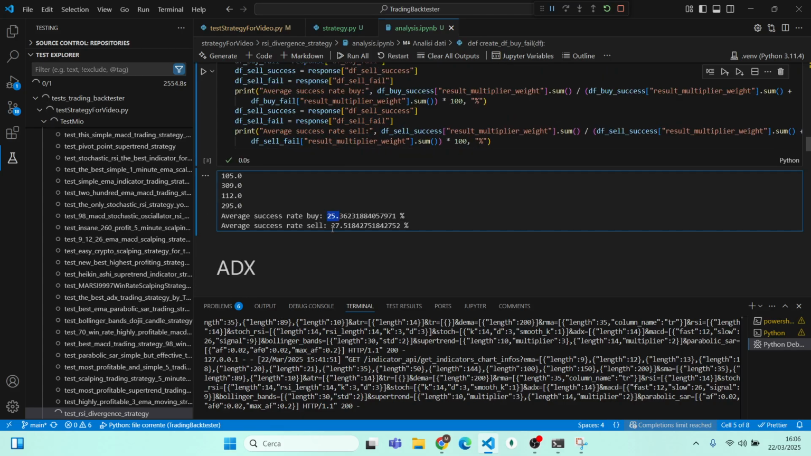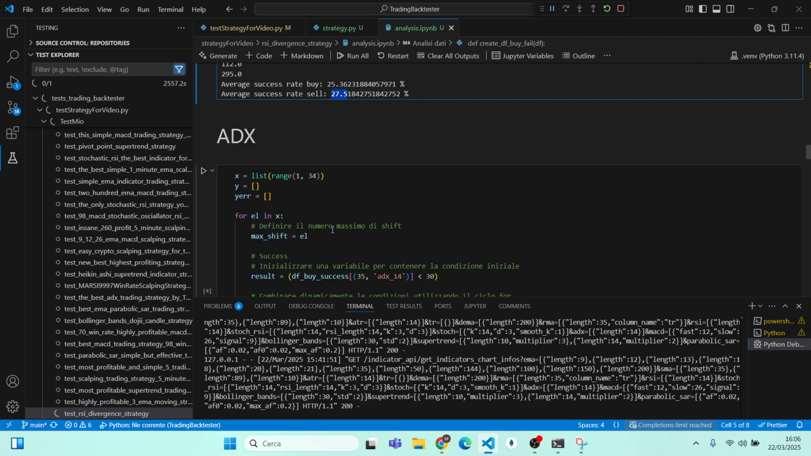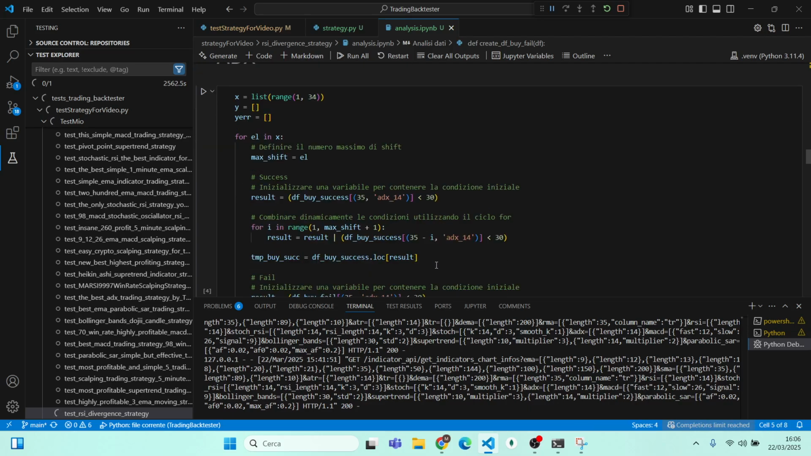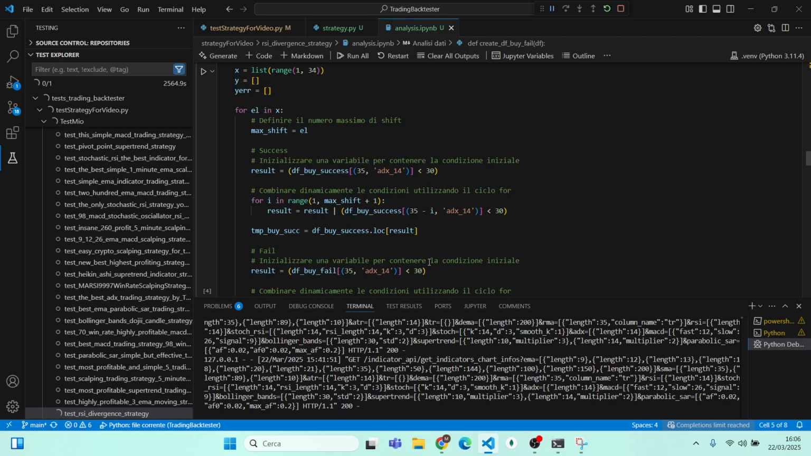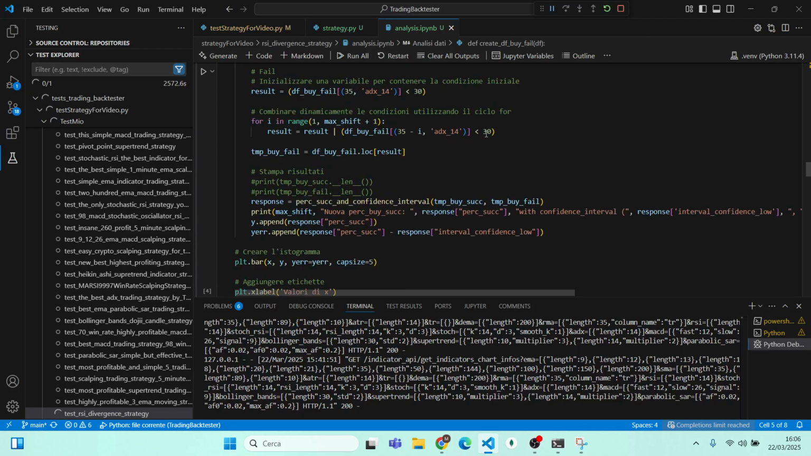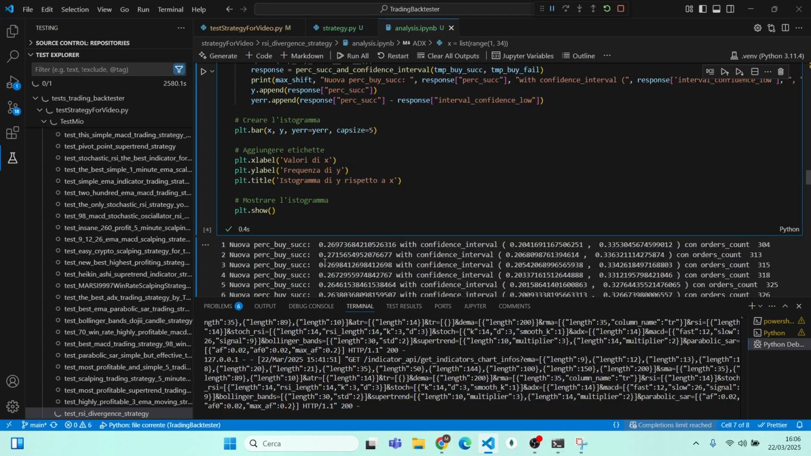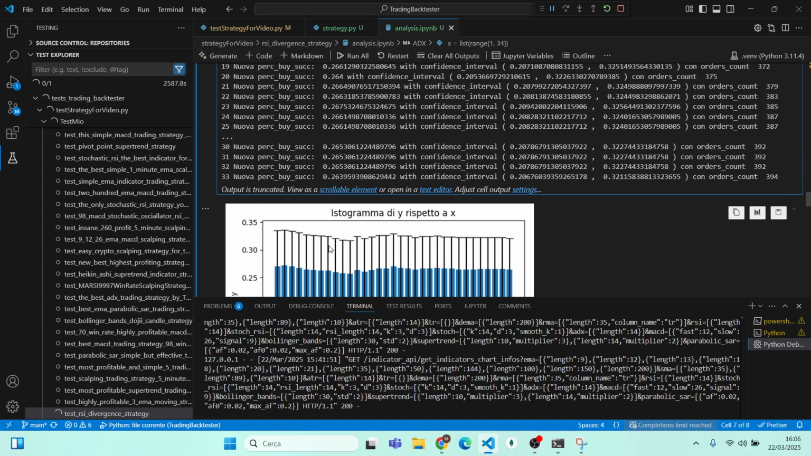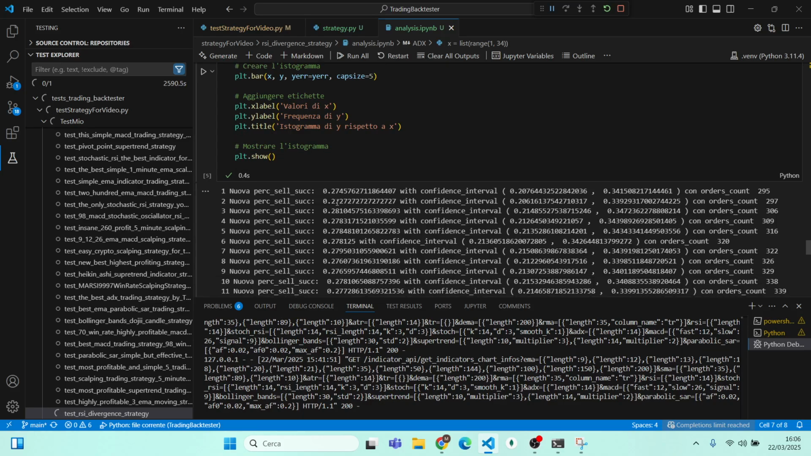These are the average success rates in buy and sell. And let's see how we can improve the strategy. In today's video, I use ADX. And what I have found is that if you check for ADX 14 to be below 30 in at least 3 candles before the position was opened, we would have obtained an average success rate of almost 27%, so 2 points higher in buy, and in sell would have been 28.